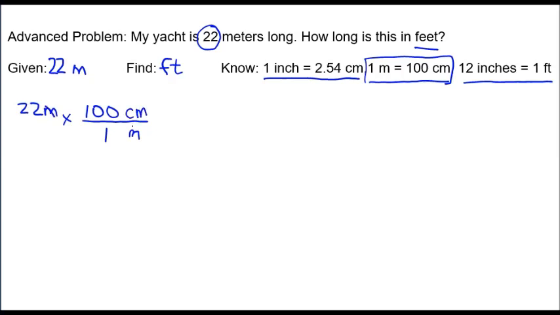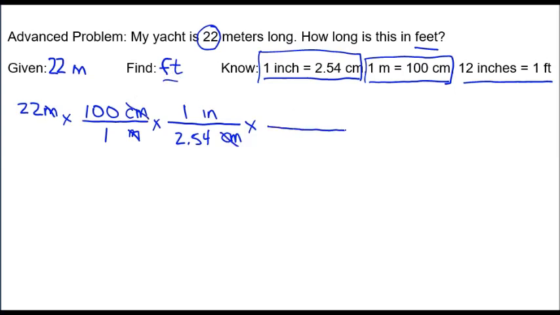So we can see our meters cancel. But we still need to get to feet, so we're going to need to cancel those centimeters. So now we can get to inches because we know that 1 inch is the same thing as 2.54 centimeters. We still are not to feet, so we're going to cancel out the centimeters and bring inches down. And now we should be able to use that 12 inches is the same thing as 1 foot.